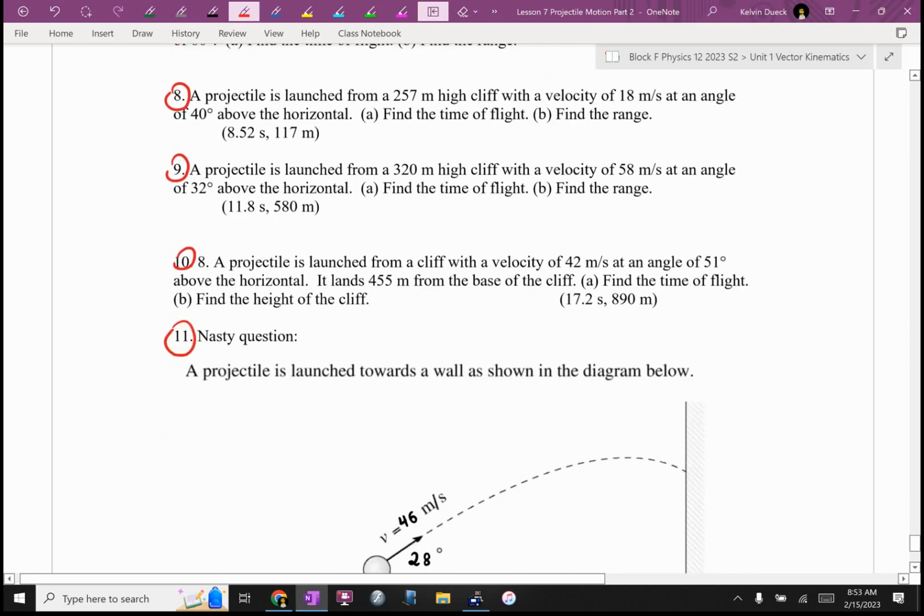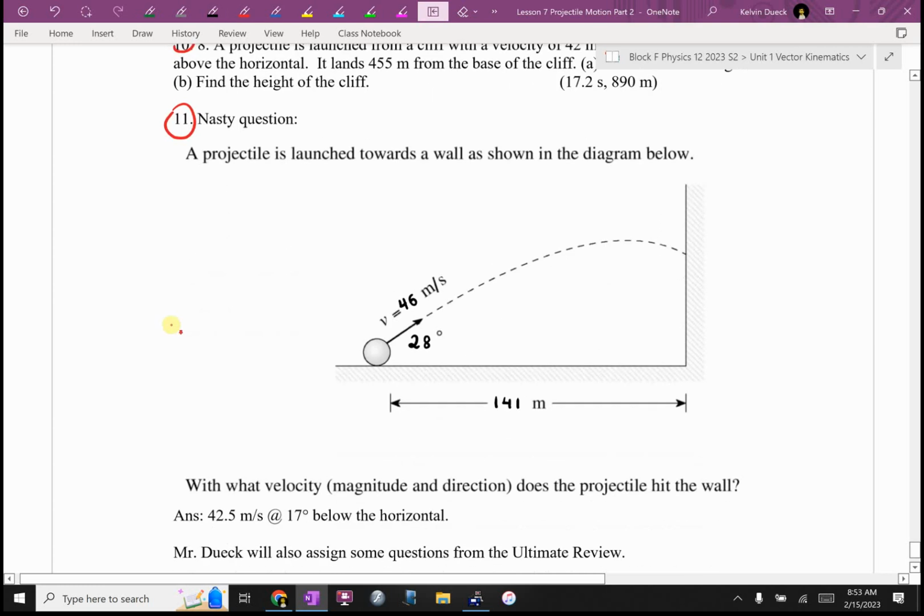If you want a real challenge, take a look at number 11. I don't think I'm going to give you one this tough. Although this might be an example of a nasty multiple choice that I haven't covered in the lesson. It says: a projectile is launched toward the wall as shown in the diagram below. It looks like 46 meters per second, 28 degrees above the horizontal. With what velocity, magnitude, and direction does it hit the wall? They didn't give you a time, but they did give you a horizontal distance. That's enough information. If you make a T-table, if you ask where do I know 3 things, trust me, you can find what you need from that if you don't panic, if you're just meticulous and clever.